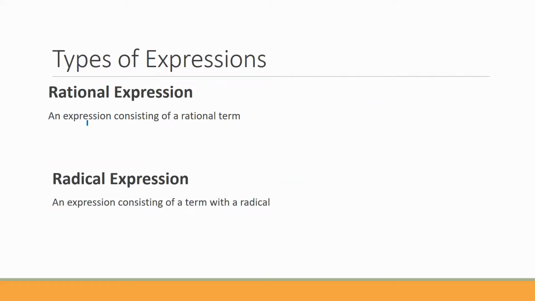A rational expression is an expression consisting of a rational term. So a rational term is going to be anything with a rational number, anything that's a fraction. So 4 over x squared, that's a rational term. So any expression that would have something like that is a rational expression, including if we had 1/2 plus 3x. This is technically a rational expression, but usually we consider this a constant term.